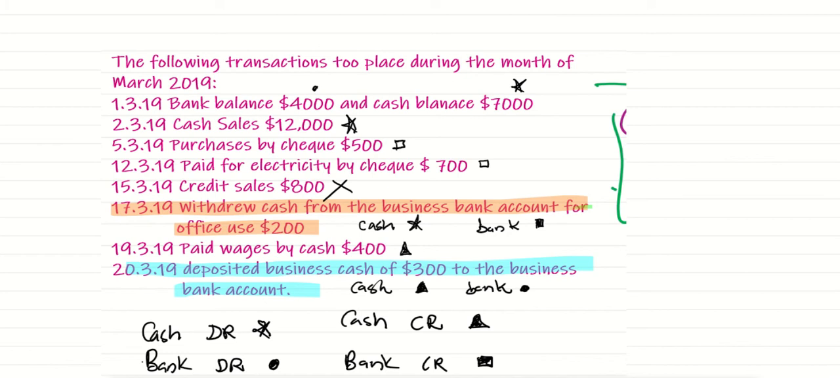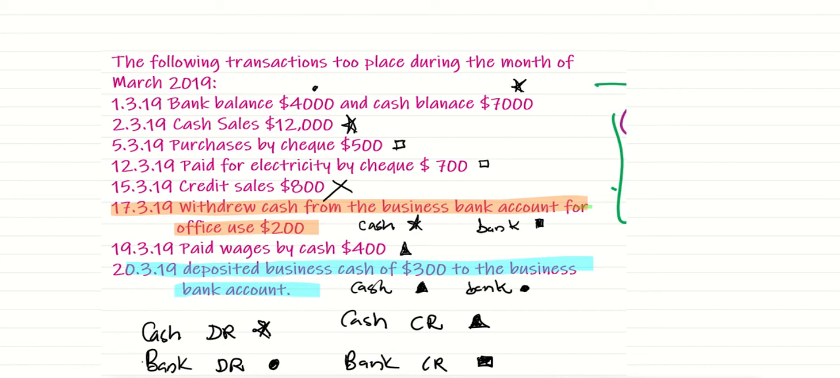Purchases by check. You're buying goods for resale, paying by check. When you pay, your bank amount reduces, therefore bank credit square. Paid electricity by check. Once again, it impacts on bank, bank value reduces, bank credit square. 15th, credit sales. This does not have an impact on cash or on bank. So we ignore this transaction because today's intention is to prepare a two-column cash book.